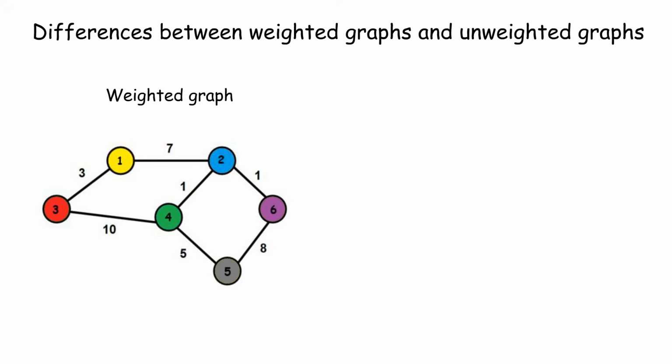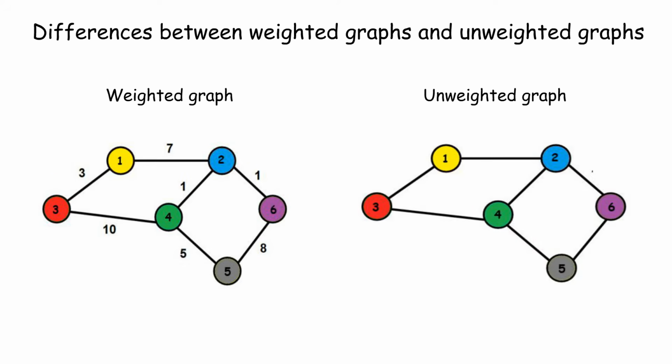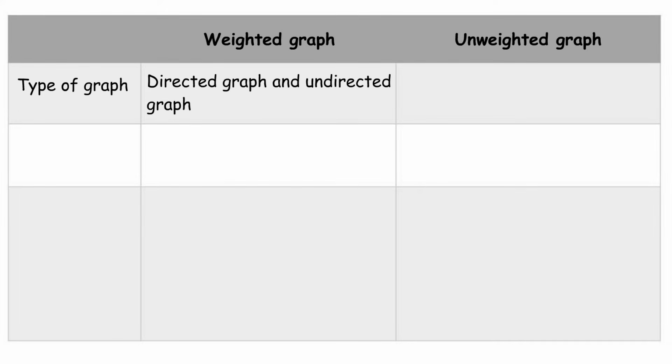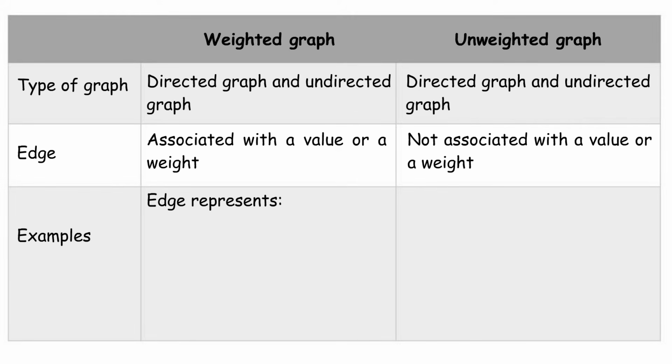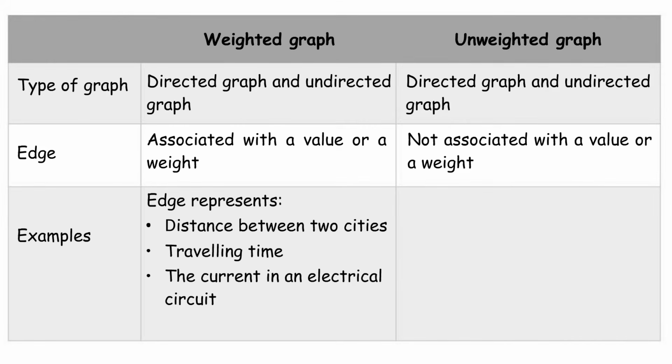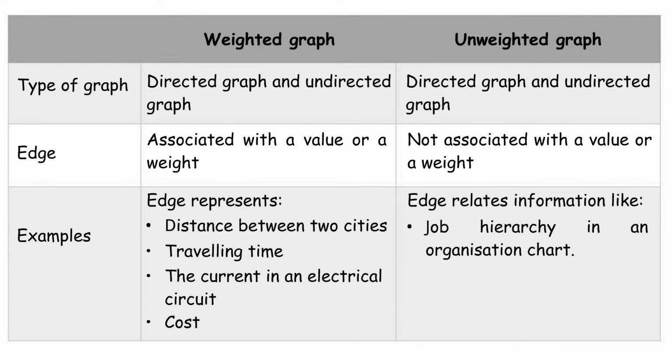Differences between weighted graphs and unweighted graphs. The edges are labeled with numbers called weights. Types of graph: weighted graph, unweighted graph, directed graph and undirected graph. In a weighted graph, the edge is associated with a value or a weight. In an unweighted graph, it is not associated with a value or a weight. Example: the edge represents distance between two cities, traveling time, the current in an electrical circuit, or cost. The edge relates information like job hierarchy in an organization chart, flow chart, tree map, bubble map.